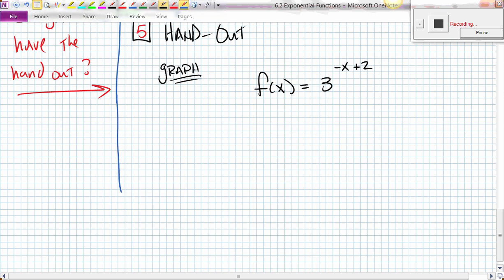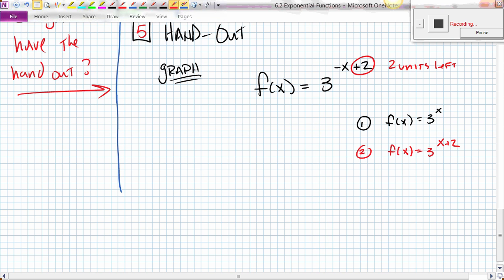Okay. Who can tell me what is the basic exponential function that I have here? f of x equals what? 3 to the x. Good. The second thing, who can tell me what is the plus 2 doing to my exponential function of 3 to the x? Yes, so if I have the function f of x equals 3 to the x plus 2, that's going to be 2 units to the left. There you go. 2 units left.